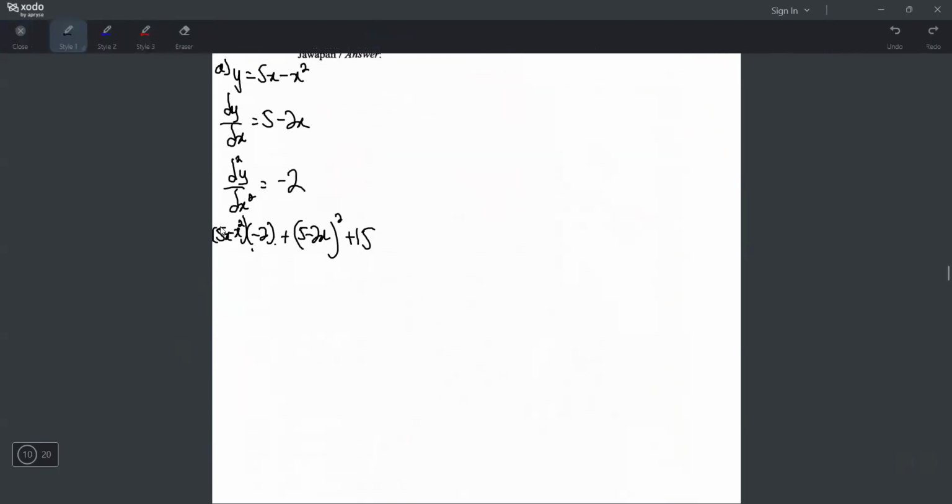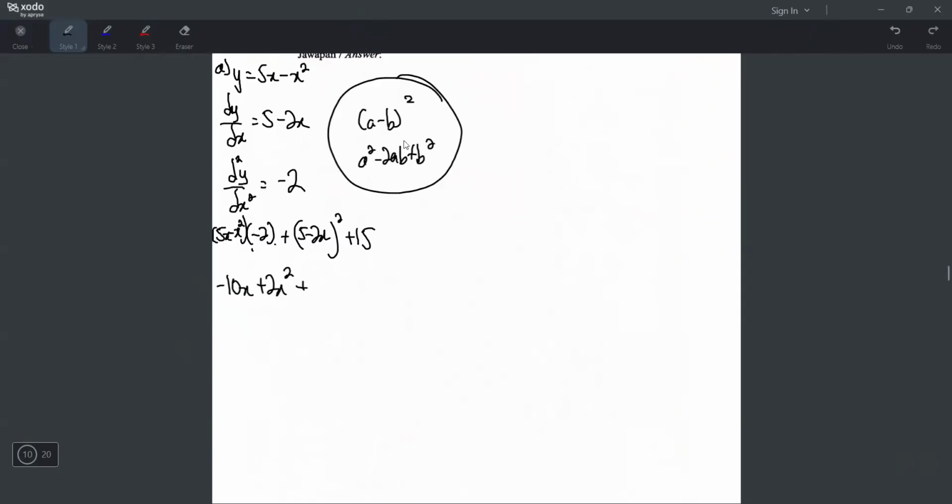Okay, so now you just take -2 times 5x, -10x, -2 times negative x squared plus 2x squared. And then the 5 minus 2x squared, you can expand, kembangkan. And the way to do it is like this. You will take a squared minus 2ab plus b squared. Okay, you remember this? So this is what I will do.